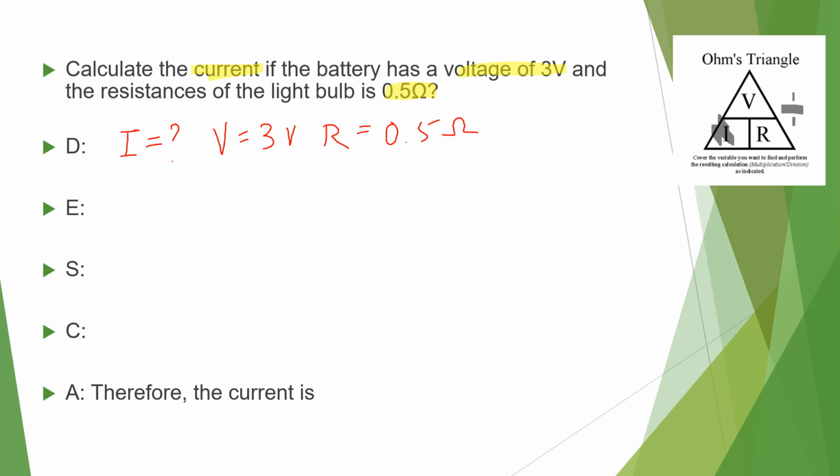So I equals V divided by R. Now we're going to sub into the equation. V is 3 volts, R is 0.5 ohms, and we calculate I equals 3 divided by 0.5, which you should get 6. We have to use our unit of measurement for current, which is amps. So we get 6 amps, therefore the current is 6 amps.